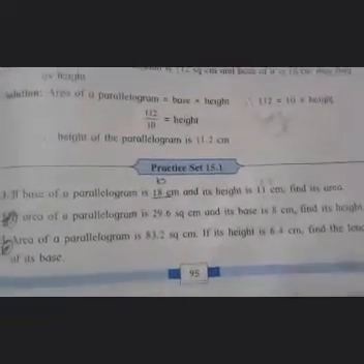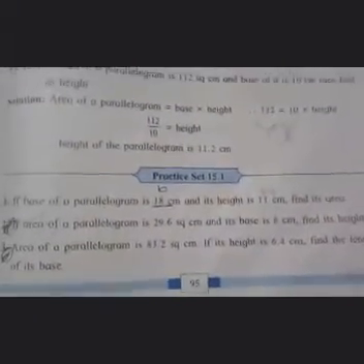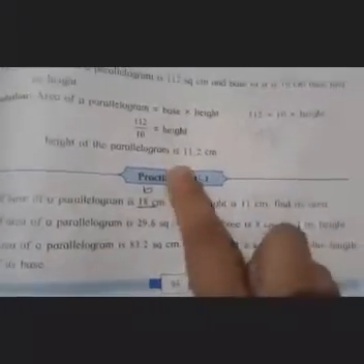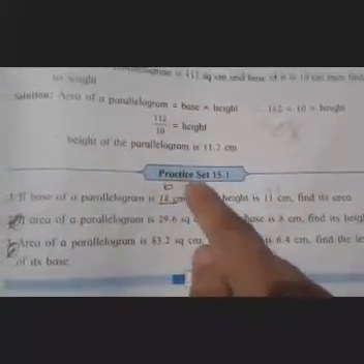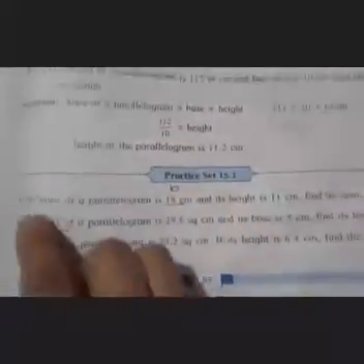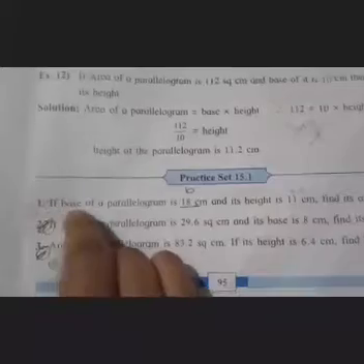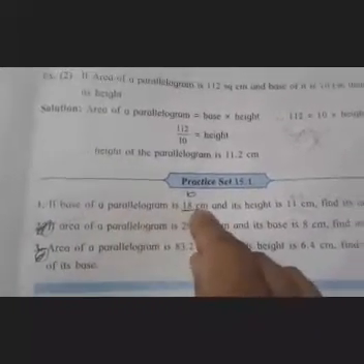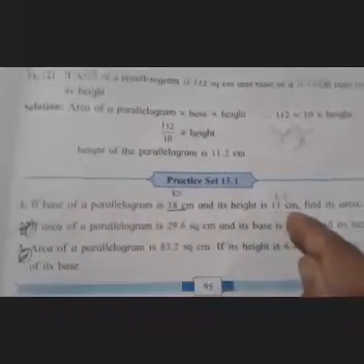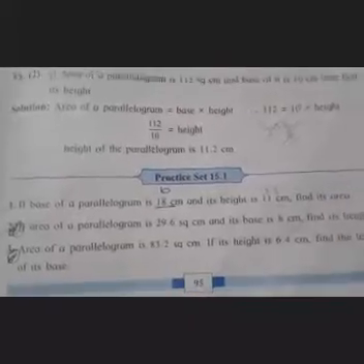Now students, based on the formulas that we have learned, we will be solving the first practice set of the lesson, that is practice set 15.1. It is very simple. Please pay attention. First one: if the base of a parallelogram is 18 centimeter and its height is 11 centimeter, find its area.